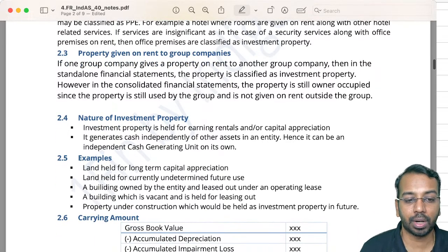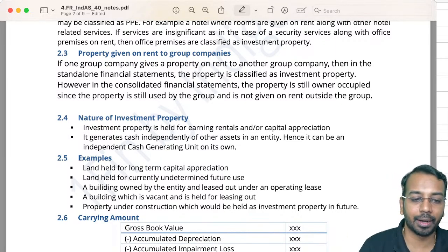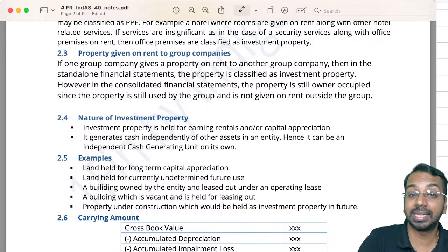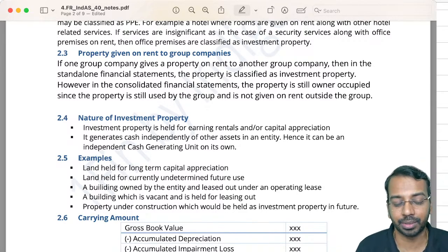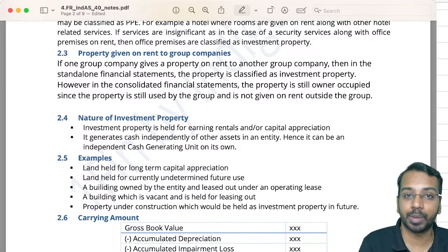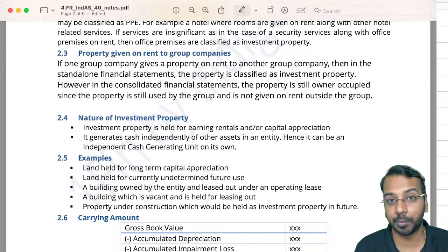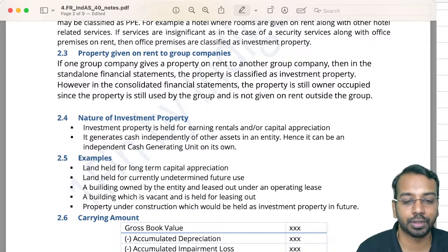Now, sometimes what happens is between two group companies, the holding company may have property which it gives out on rent to a subsidiary company. So in the standalone financial statement of the holding company, it will say investment property. But in the group financial statements, we will say property, plant and equipment, because for the group it is being used for the business.